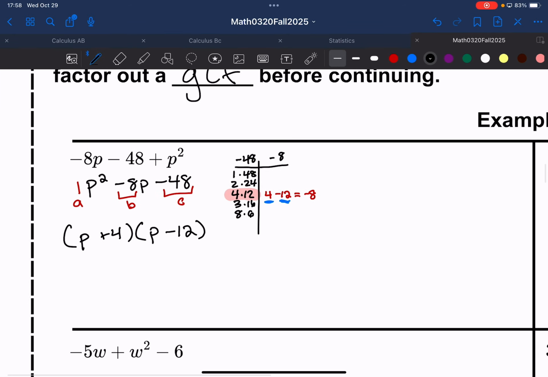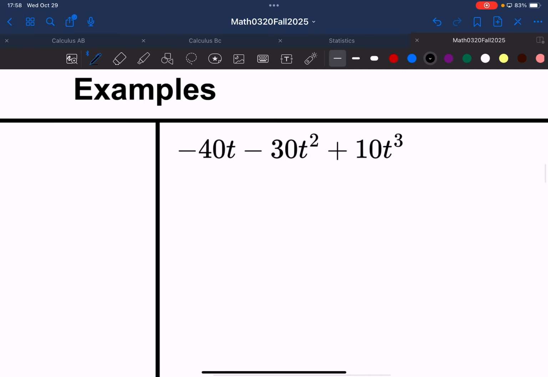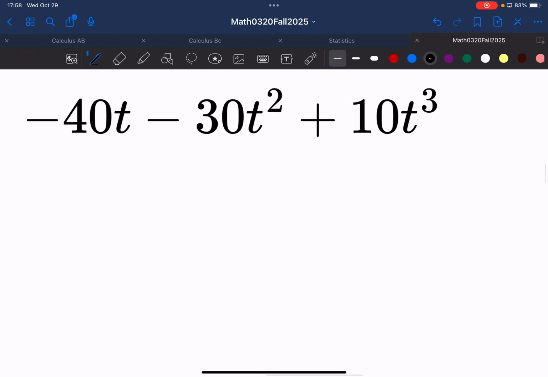Now let's see this one right here. The first thing you should notice is that there is a higher exponent here, which is t cubed, which tells us we need to factor out a GCF. But before we do that, let's still put this in correct order. And the correct order is always going to be the one with the highest exponent first.